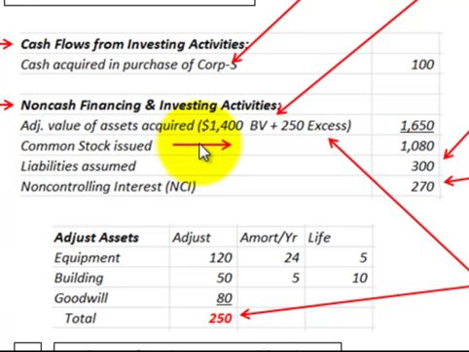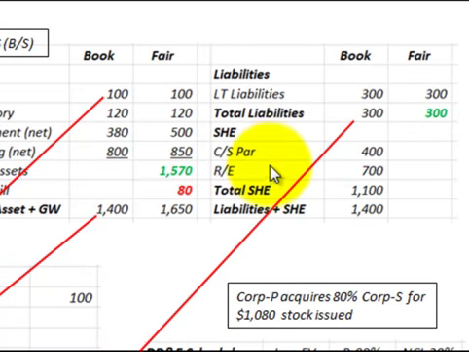Next, we'd have to include the common stock issue. That was the common stock that the parent corporation issued to the subsidiary for $1,080,000, and that was based on the market price and the number of shares that they issued. The next thing we'd have to include here is the liabilities of subcorporation S assumed, and that comes off the subcorporation S's balance sheet. Total liabilities, the fair value would have been $300,000.